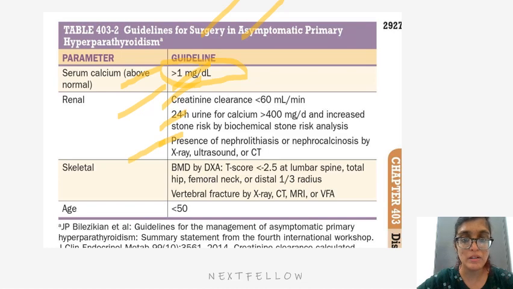And skeletal: bone density by DEXA scan, if T score is less than minus 2.5 at the lumbar spine, total hip, femoral neck and distal 1/3 of radius. Vertebral fracture by X-ray, CT, MRI or VFA. Age is less than 50. So these are all the indications for surgery in case of hyperparathyroidism, even if the patient is asymptomatic.